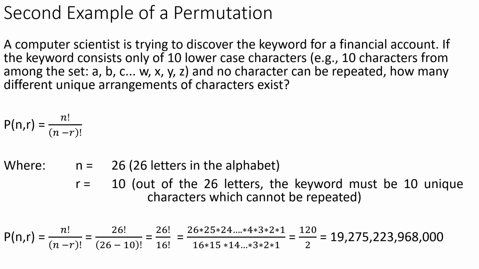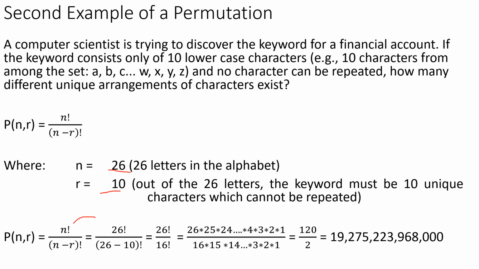Here's another example. We are scientists trying to discover the password for a financial account. The password consists of only 10 lowercase letters. In other words, 10 characters from among the set A through Z, and no character can be repeated. How many different unique arrangements are there? As I said, we go from A through Z. That's 26 letters. So my n is 26. My r is 10, we can only pick 10.